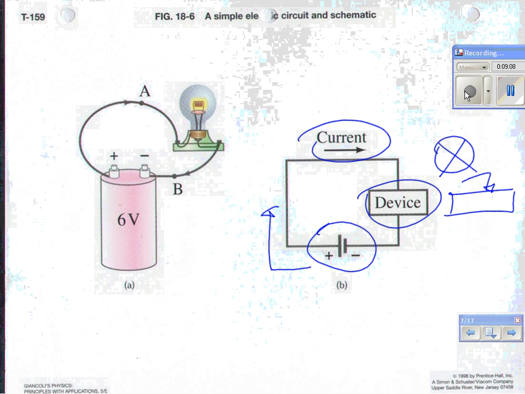What I will usually do is I'll draw a battery, and I'll draw a squiggly line. This is pretty common for some sort of a device that uses the electricity to do something. Light bulb, iPod, blender, stereo, whatever. So that's what that squiggly line will usually represent.